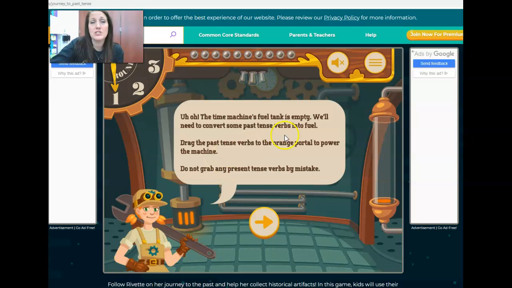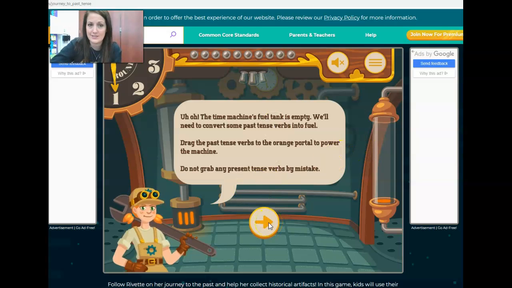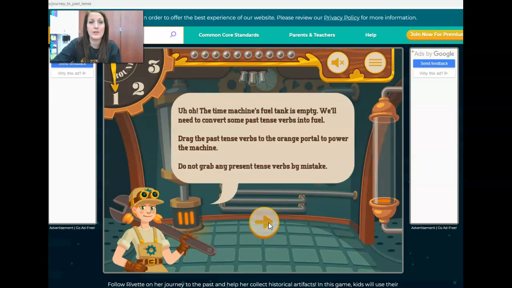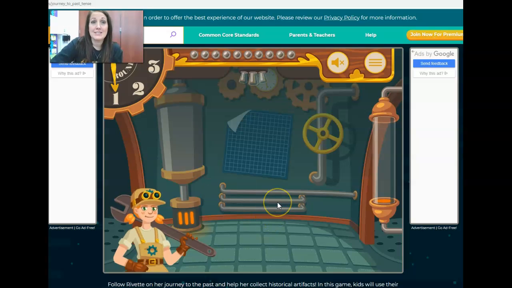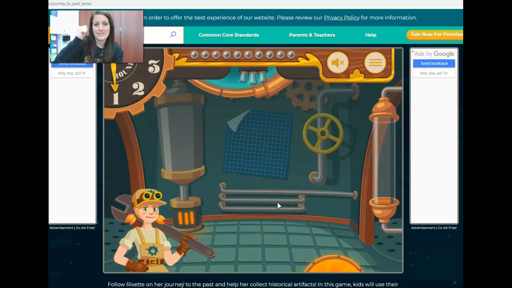The time machine's fuel tank is empty. We'll need to convert some past tense verbs into fuel. Drag the past tense verbs to the orange portal to power the machine. Do not grab any present tense. So only things that already happened. So here we go. It's going to show me a bunch of words and I've got to decide if they are words that would show that they're past tense, that they already happened.